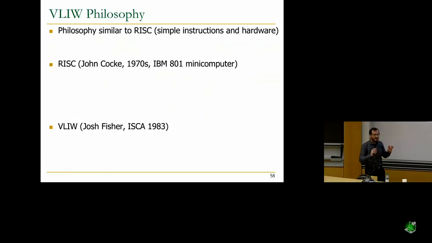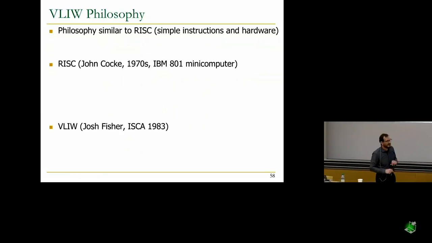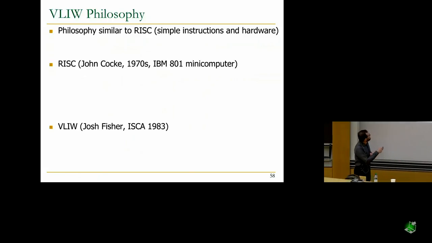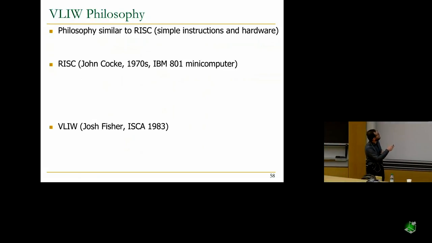Okay, but the philosophy is very beautiful. It's very similar to actually RISC. RISC is simple instructions, reduced instruction set computers. You may have heard of this. But essentially, RISC was initially introduced by John Cocke at IBM. The IBM 801 minicomputer was the first RISC machine. Later, SPARC and MIPS, coming out of Berkeley and Stanford, were also examples of RISC architectures. The difference is VLIW is multiple instructions in parallel.